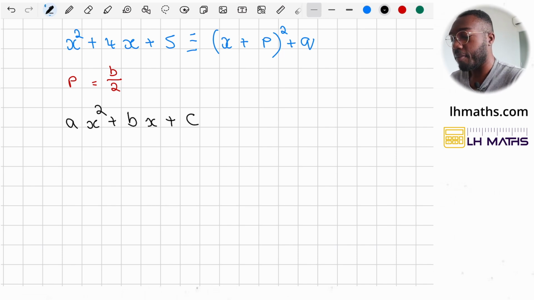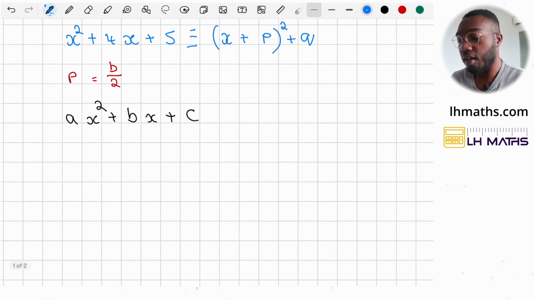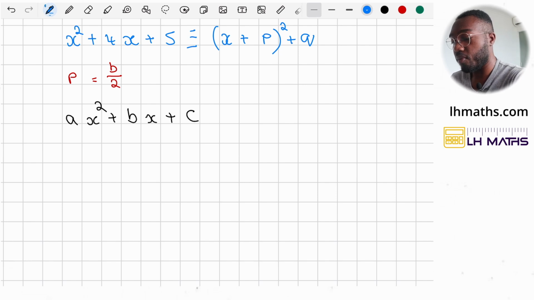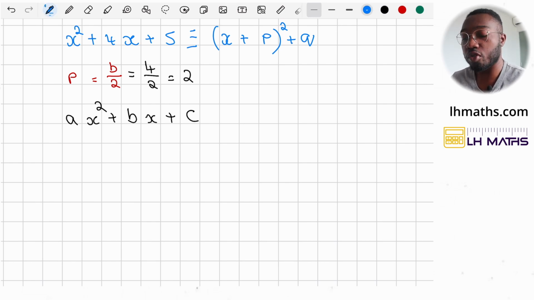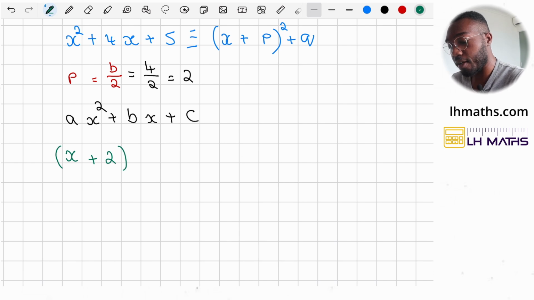So if p is b over 2, then we just look at the coefficient of our x term, and we just need to halve it, divide by 2. In this situation, p would just be 2, because we would have 4 divided by 2, and that would just give us 2. So our p in this instance would just be 2. So if we were to do that down here, let me use the green color now, that would be x plus 2 all squared.